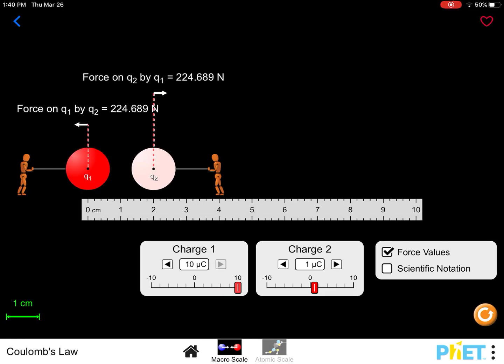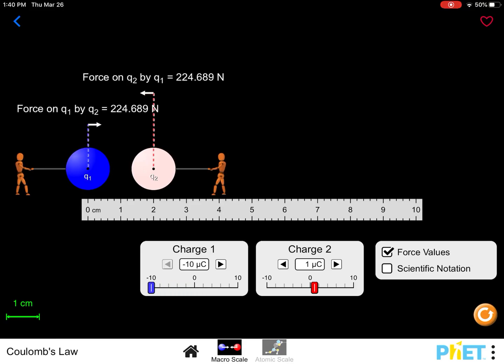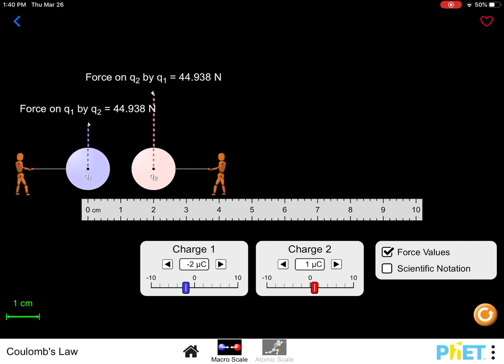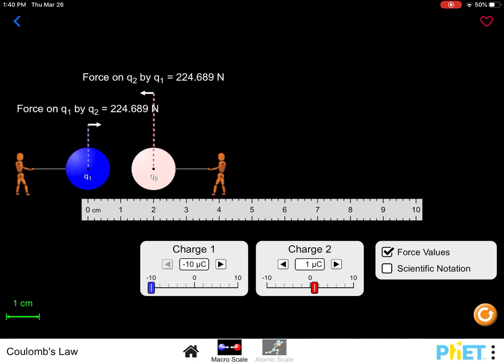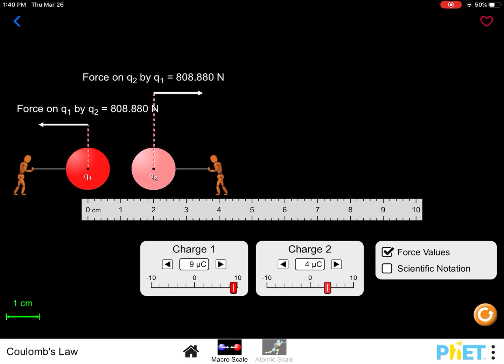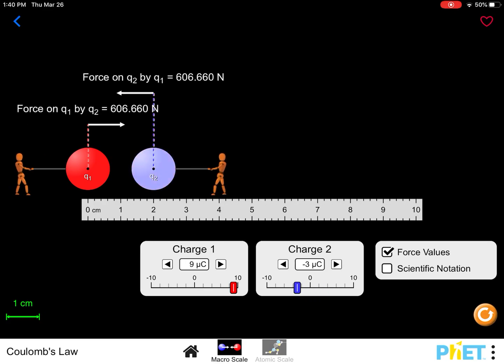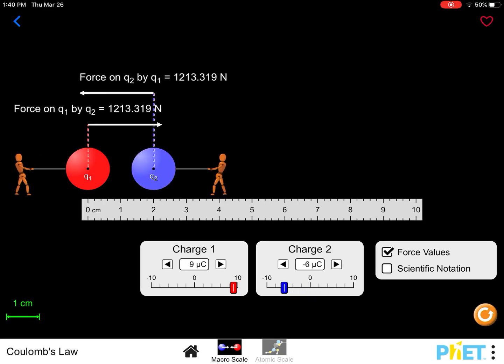So as I make the charge bigger, the force goes up. If I make the charge smaller, the force goes down. Notice though that negative also creates a bigger charge. So all that matters is the absolute value of the charge. Okay? Positive or negative tells us direction for the charge. You know, if the two charges are both positive, it's going to be a repelling force. If one's positive and one's negative, it's going to be an attractive force, but of the same magnitude.